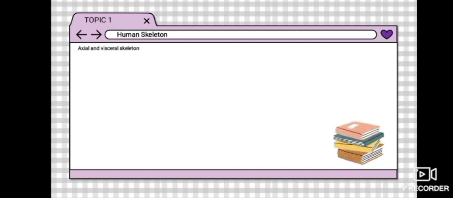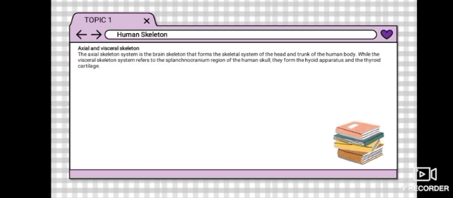Next, we have the introduction to the axial and visceral skeleton. The axial skeleton system is the skeleton that forms the skeletal system of the head and trunk of the human body, while the visceral skeleton system refers to the splanchnocranium region of the human skull. They form the hyoid apparatus and the thyroid cartilage.